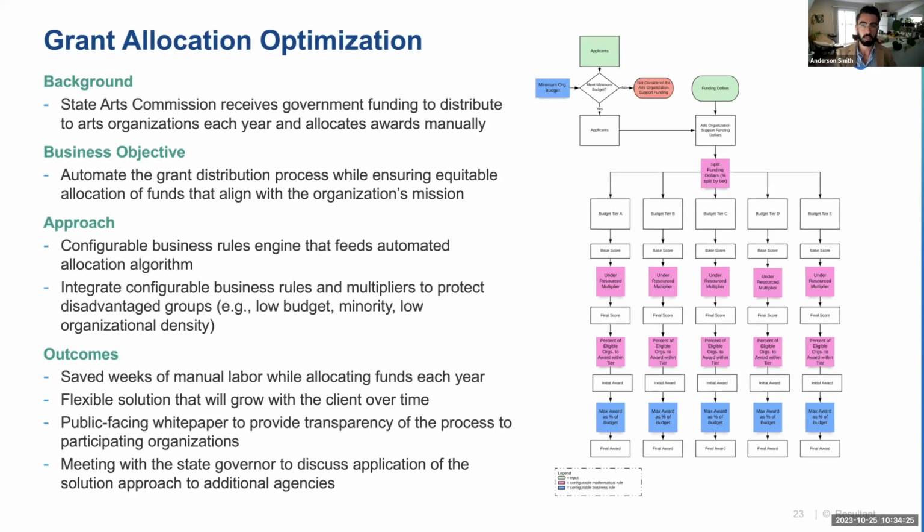So the approach that we took with them was, again, we started with that collaborative whiteboarding approach. And before we even got into the data, we just started functionally trying to understand their need, understand their process, and understand how we could really drive the most value for them. And what we actually ended up doing was honestly more of a configurable business rules engine that automated the allocation of grants for them.